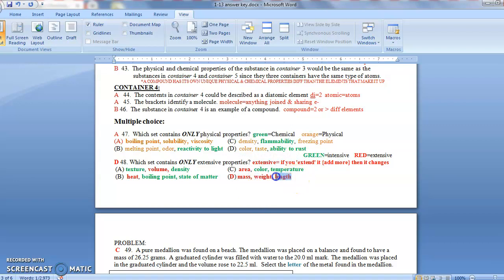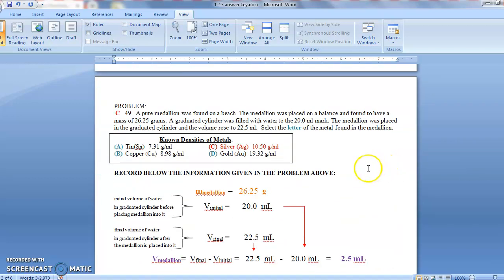If you add string to a strand of string and its length increases, the length of the string increases, those three things are all extensive. And now we move to our problem calculating the density of a medallion that is found on a beach. To get the mass of the medallion, it was placed on a balance, and the mass is 26.25 grams.